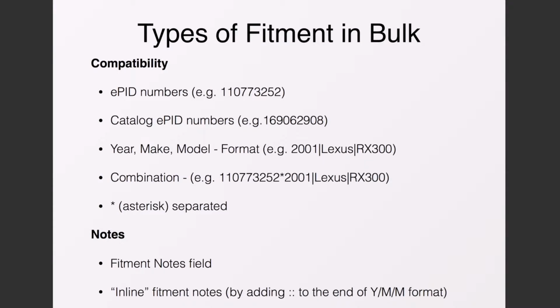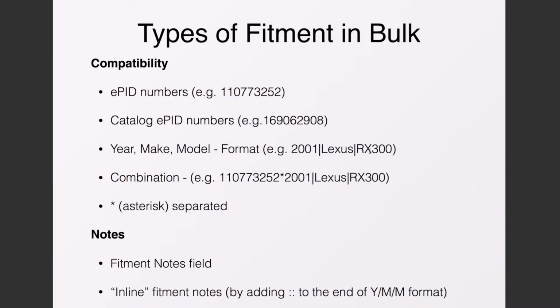Now on eBay there are different types of Fitment, primarily the ePID and the catalog ePID numbers. Both of those are what we use to communicate with eBay and tell them which parts fit on which vehicles. We do that by sending them the actual ePID numbers. However, in bulk, we also have this year, make, model format you see here, which allows you to not have to go and look up the ePID numbers, the same way we have the tool in the UI for you.